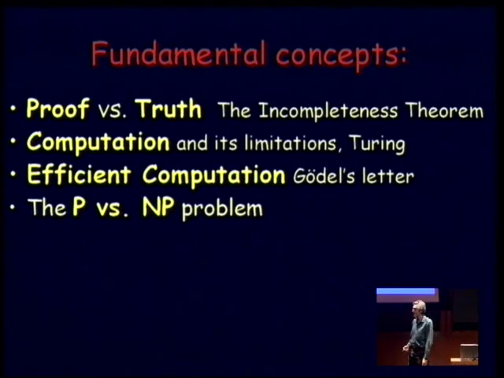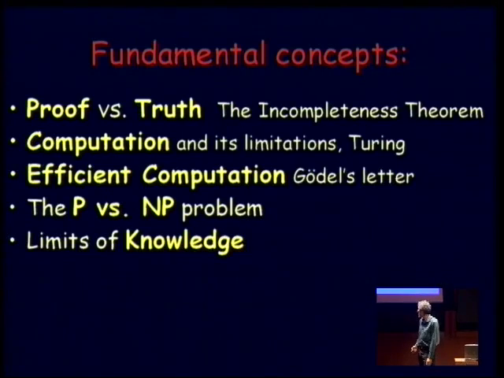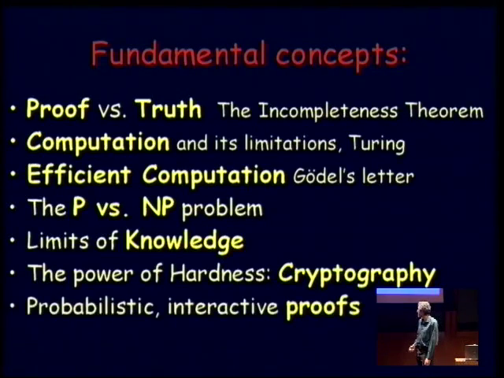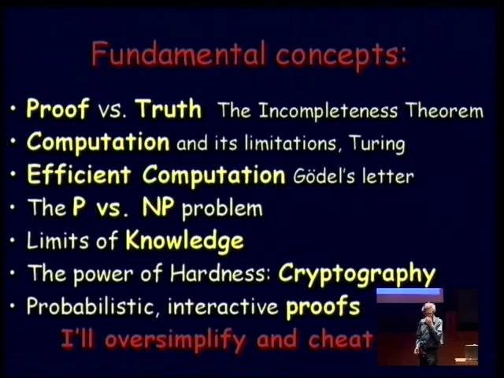And that talks about the P versus NP problem, which I'll try to explain to you, and explain also why it's so important to science in general. What it says about the limits of knowledge is, I think, more concrete than Gödel's original incompleteness theorem. And at the end, I'll go back to completely different types of proof systems that we play with nowadays in computer science. This is material for a semester-long course, so I'll obviously oversimplify, cheat, and use other means.